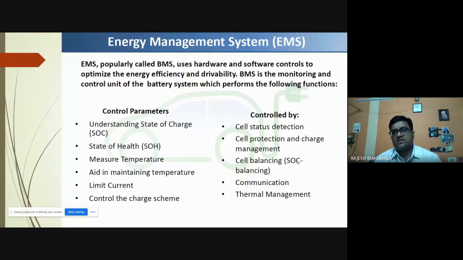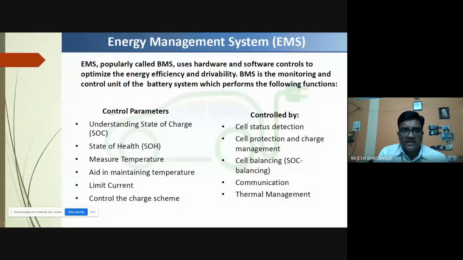Now, the next part which plays an important role in the electric vehicle is the energy management system. I was using this word, energy management system. It is also called as battery management system. Okay, so the main objective of the battery management system is to see that the batteries are healthy and they run for longer time, to see that they are cooled properly, they are maintained properly. So now these are the parameters which we consider. Okay, what is the state of charge? This we are going to discuss soon.